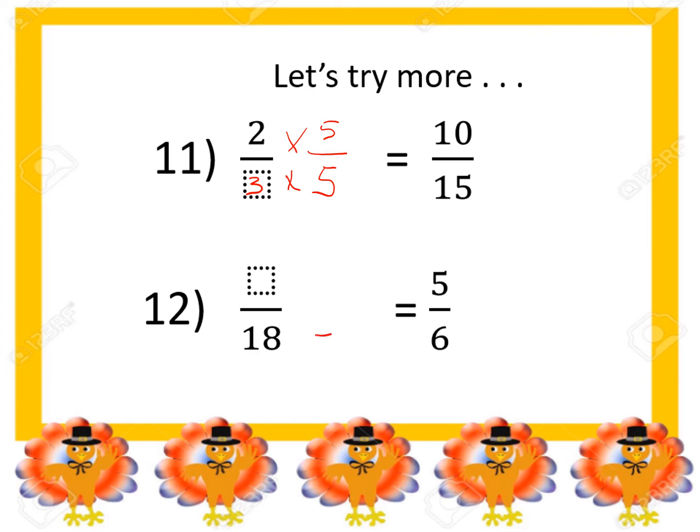18 to 6. I divided by 3. So what number divided by 3 is 5? Well, 5 times 3 is 15. You have to work backwards. Let's check it. Is 15 divided by 3 equal to 5? Correct.